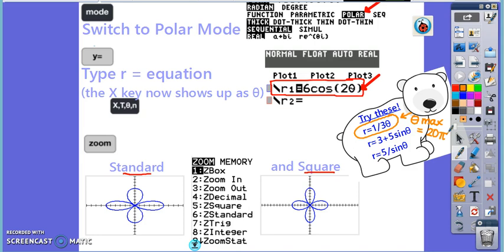Now, I don't suggest leaving your theta max at 20 pi because then every graph is going to take forever to graph. So if you want to change that back to 2 pi now, that would be fine. But try these other equations. They're super fun. If you want to pause and try those, that would be fine.